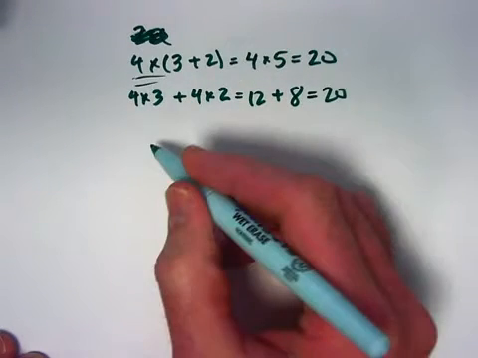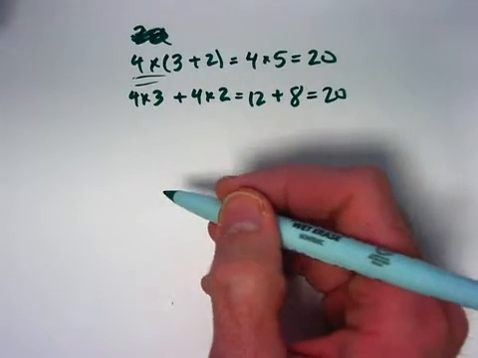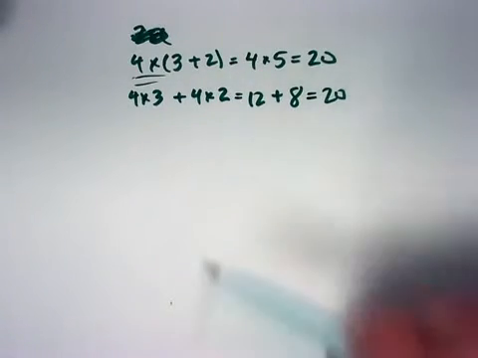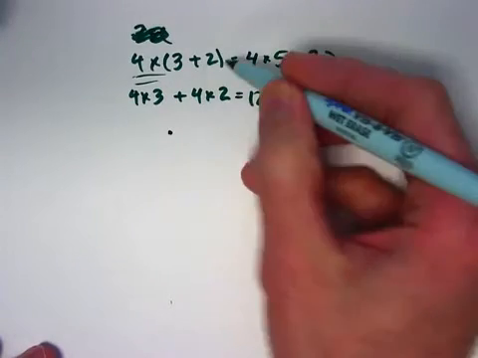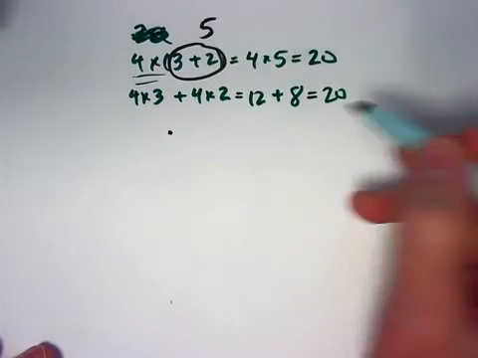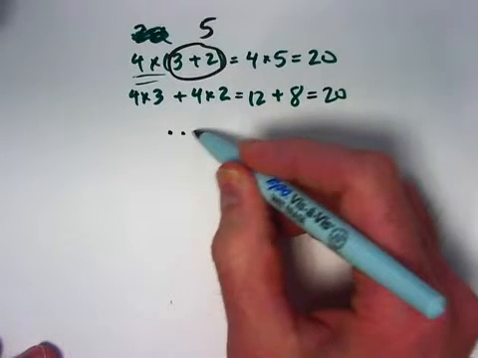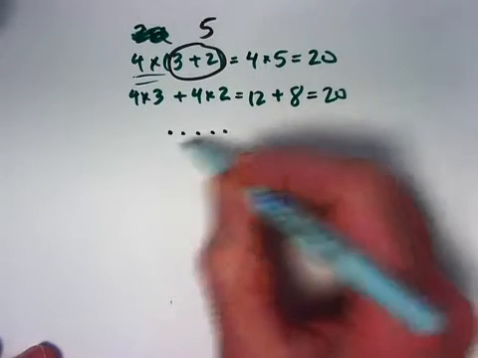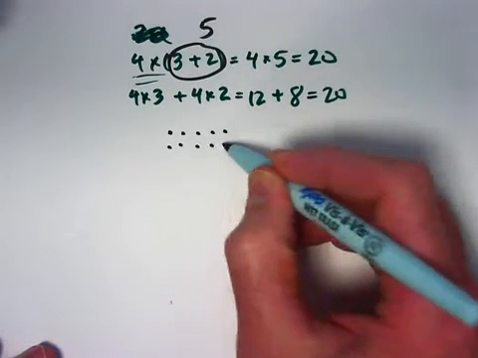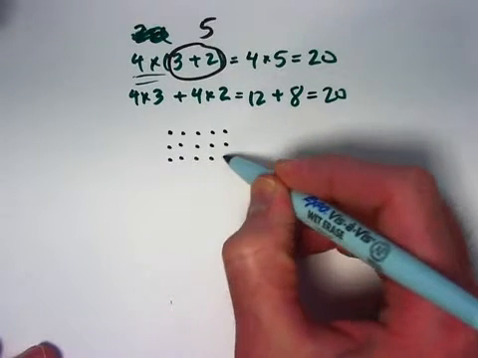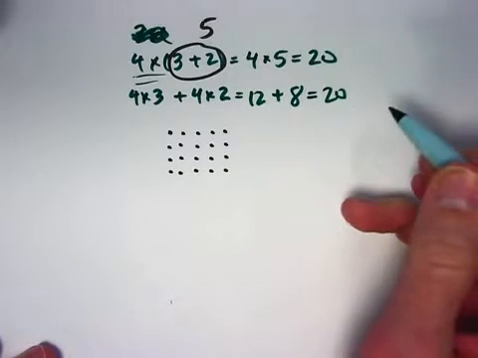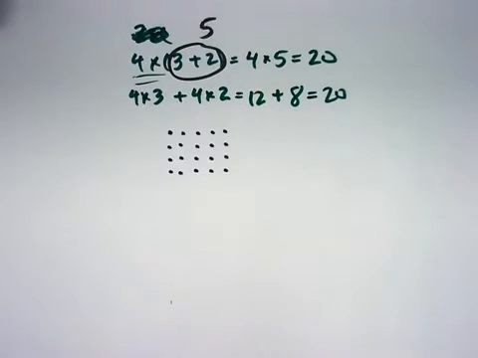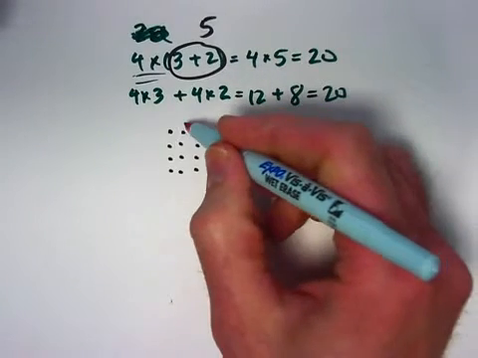That might be reason enough for some people, but intuitively, why does that work? Well, you can think of it as a picture, if you like. 4 times 3 plus 2, which is really 5, can be thought of as you've got 4 rows of, say, 5 dots each. So each row here has 5 dots in it, and you've got 4 rows, giving you 20 dots altogether.